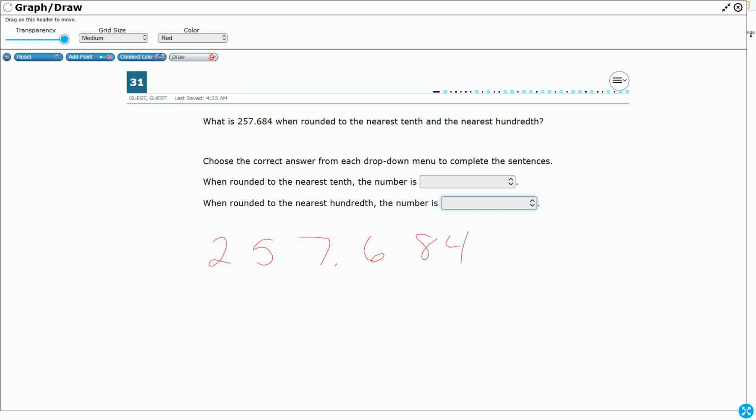257.684. 257 and 684 thousandths. So if I just want to put some place value terms underneath here, I will just put the value of each digit. So that's in the ones place, tens place, hundreds place. This is in my tenths place. I can write it either way. This is in my hundredths place. This is in my thousandths place, 1 over 1,000.